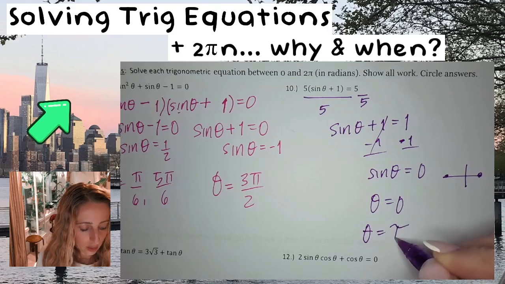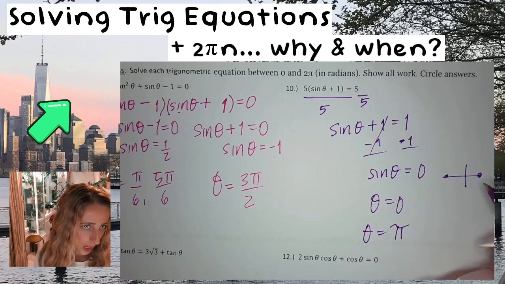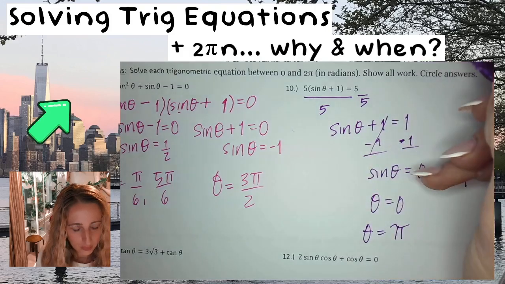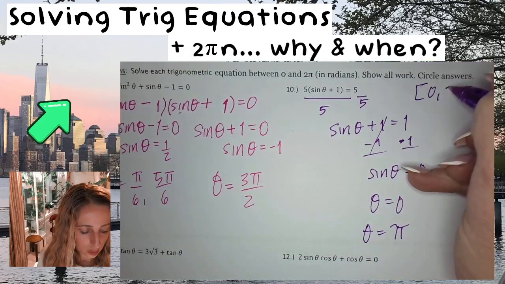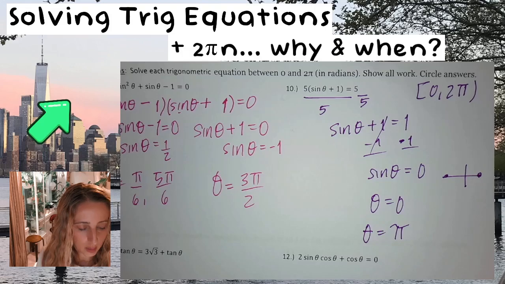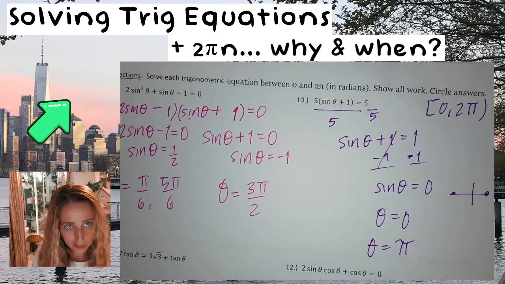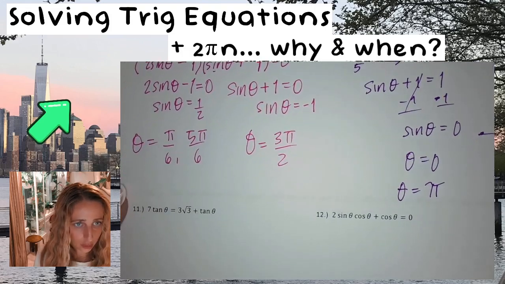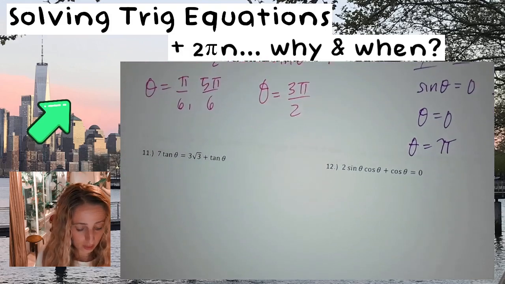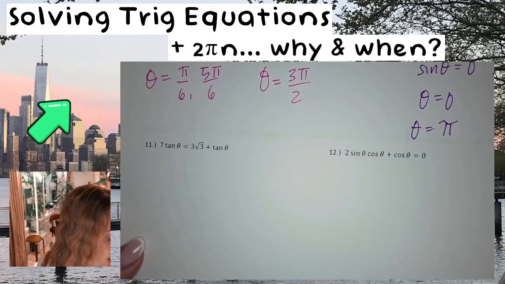We don't need to put 2 pi because the directions, here it doesn't say it, but we're going to assume, because 99.9% of the time it looks like this, 2 pi is not included, okay? If the directions were unclear like that, I would err on the side of caution and list both. But that's your answers right there. Moving on to number 11.